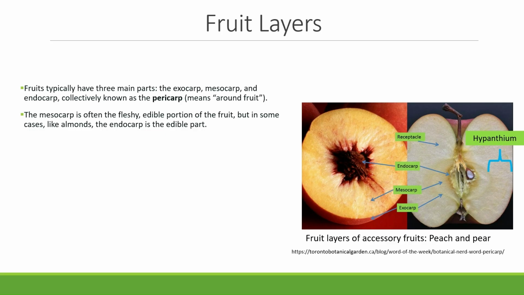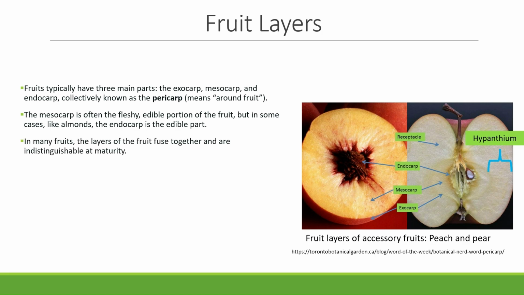And the image to the left is a peach. The exocarp is the thin outer skin. The mesocarp is that thick, juicy flesh. And the endocarp is that hard stone that encloses the seed. And in the pair to the right, the layers are similar, but part of the fleshy tissue comes from, again, the hypanthium that was incorporated during development.